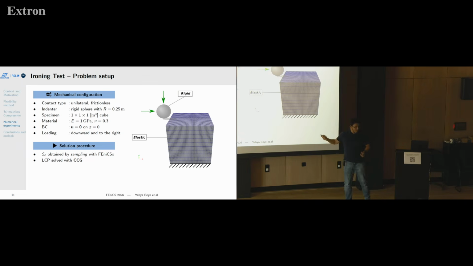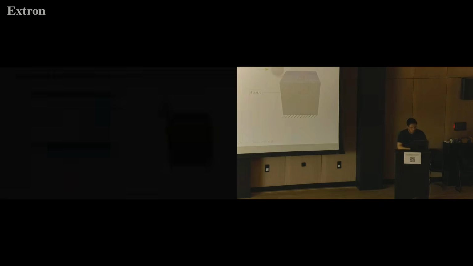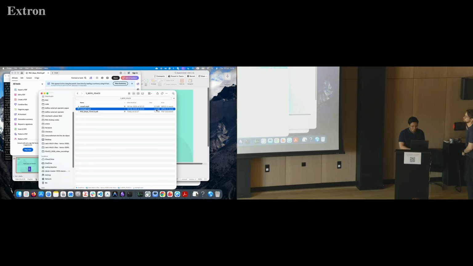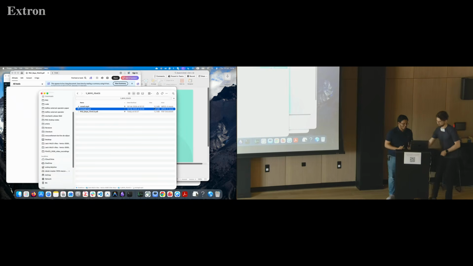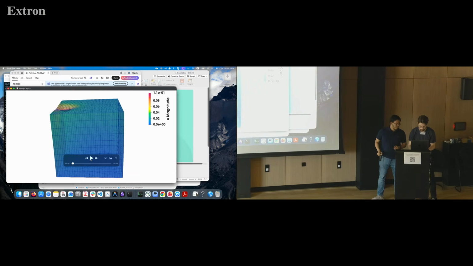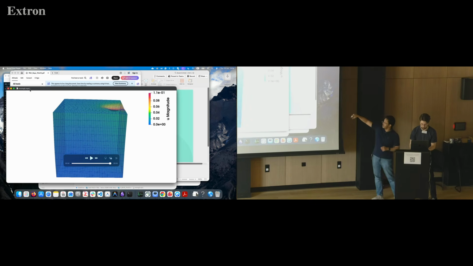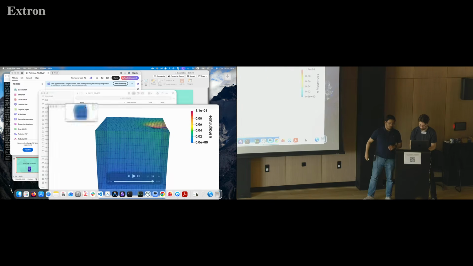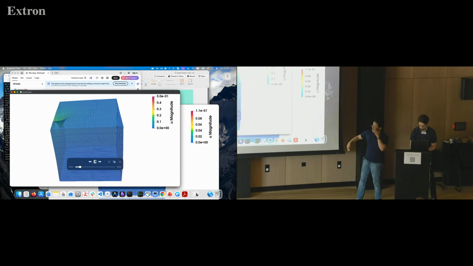I'll show here some examples. So it's an ironing test, simple ironing test, well known in the area. So this is a sphere sliding with a Dirichlet boundary at the bottom face. And we can also do it with a different type of indenters.